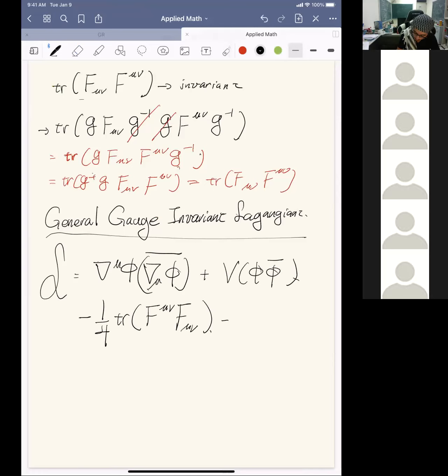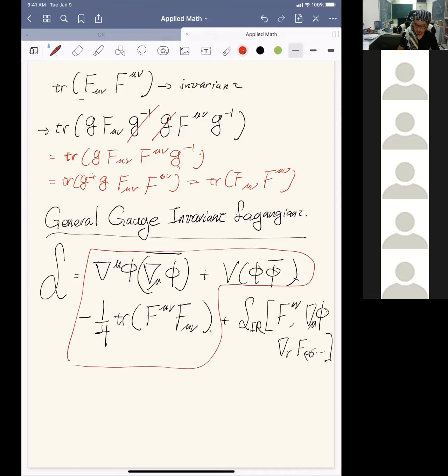Of course you can have, let me call it higher, let me call it irrelevant, which means these are additional terms. You can have arbitrary polynomials of F_μν, covariant derivatives acting on phi, and covariant derivatives acting on F_μν, and a bunch of things that you can further add to your Lagrangian. But usually we only focus on this part of the Lagrangian, because for those of you who've learned a little bit of quantum field theory, this is the renormalizable part.